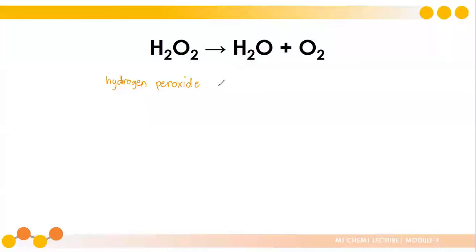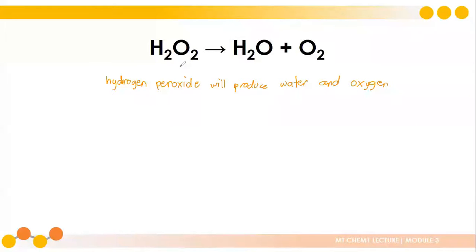Will produce, of course, water and oxygen. And then you can see here, since oxygen has nothing to pair with, or it's not inside a compound, it's just an element. Since it's diatomic, it has to have the subscript 2.